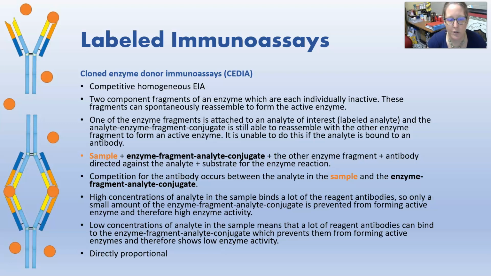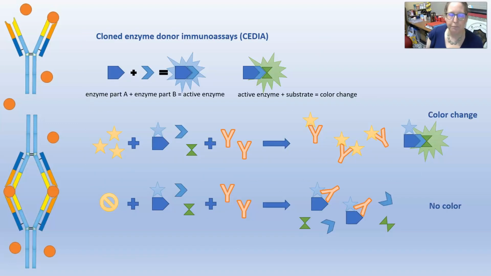And if there are low concentrations of the analyte in the sample, that means that a lot of the reagent antibodies will bind the enzyme fragment analyte conjugate. That will prevent it from forming active enzyme and from doing the color change. And so this one is directly proportional. The higher the concentration in the sample, the higher the color reaction is going to be.